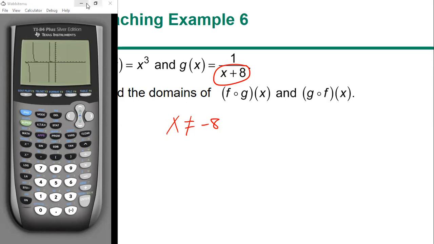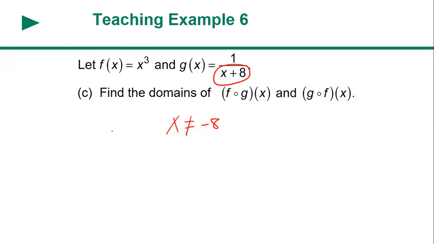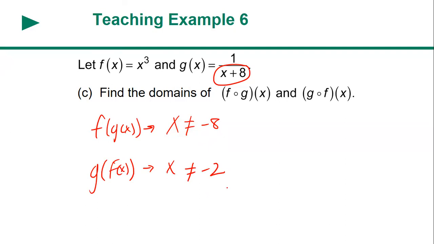Okay, so let's talk about what we did. It's the denominator. If the denominator equals 0. So when we had f of g of x, the domain was x could not equal -8. But when we had g of f of x, the domain was x could not equal -2. And the reason is, if we have x cubed plus 8 equal to 0, it would have to be -2. Here, whatever number would make the denominator equal to 0, that's where your domain does not work.